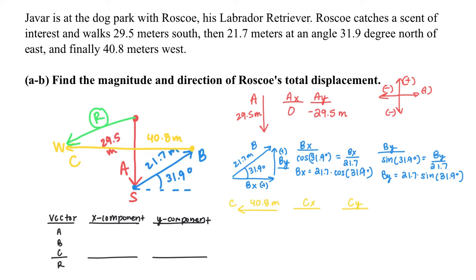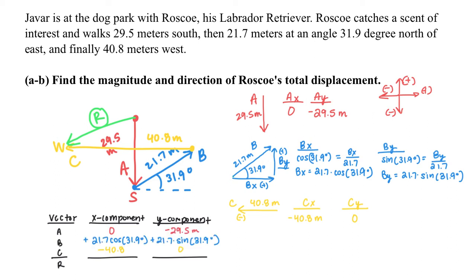Now, if I look at vector C, I'll see that vector C only has an x component. It does not have a y component because it is horizontal. So the x component for vector C is negative 40.8 meters. And again, negative because it is pointing to the left or west in this case. So my y component here is 0. Okay, now I'll go ahead and add all of these components to my table.